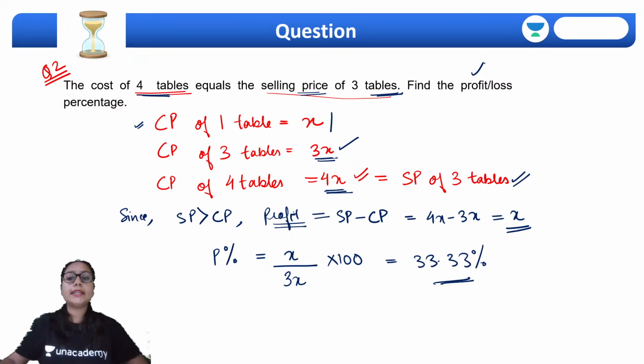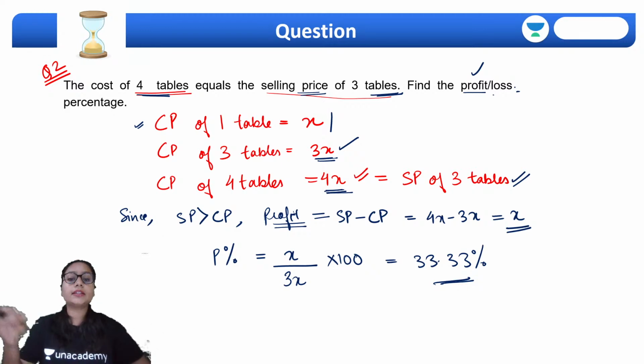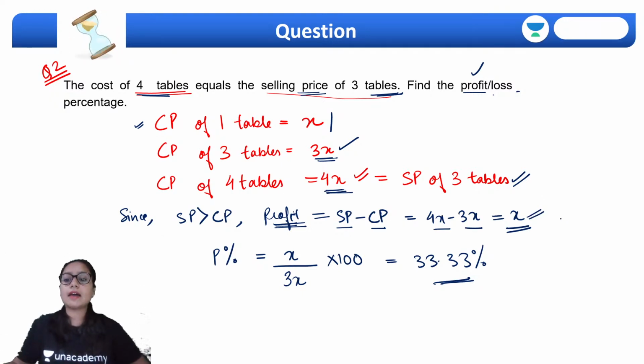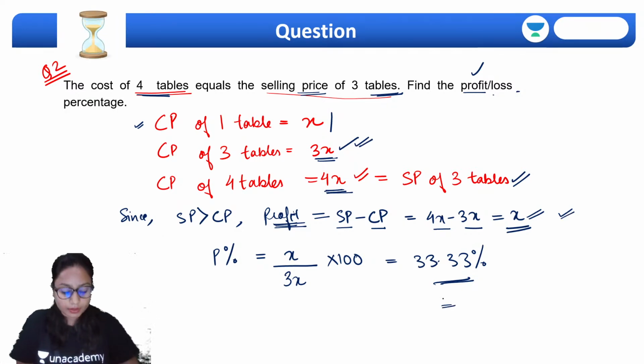Now I need to find the profit or loss percent. First of all, I need to see whether there is profit or loss. Since the selling price is greater than the cost price, profit is there. Profit is selling price minus cost price, so 4x minus 3x is equal to x. Now I have the value of profit and I have the cost price, so I can calculate profit percent.